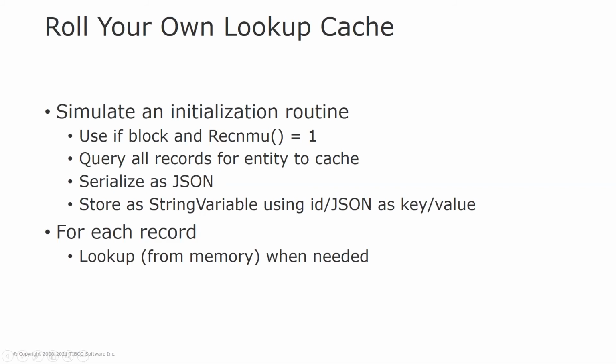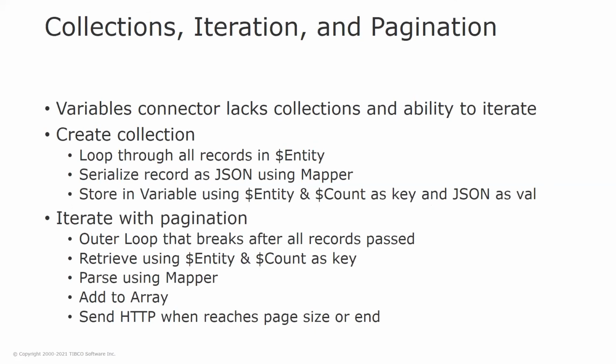Okay, so we've given our review of variables. We understand now, I think at a deeper level, how the mapper works. It basically just serializes things to and from JSON, all right? Now we're going to work to the next level, and we're going to think about how to use collections, iterations, and pagination, all right?